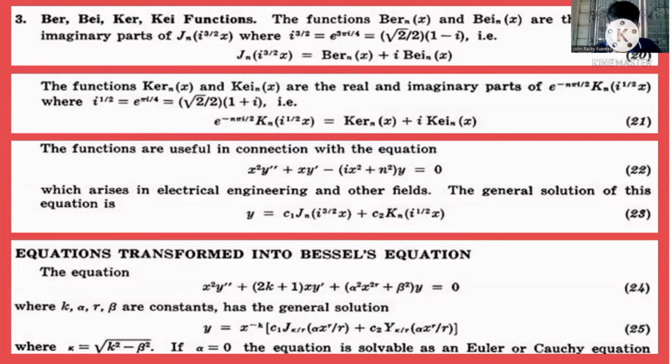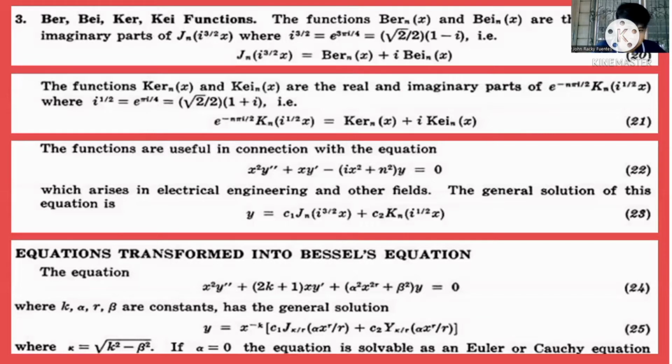c sub 1 J sub n of i raised to 3 over 2 x plus c sub 2 K sub n of i 1 over 2 x. Equation transform into Bessel equation. Yung equation daw is transform siya into Bessel equation. Yung equation is ito yung in the equation.